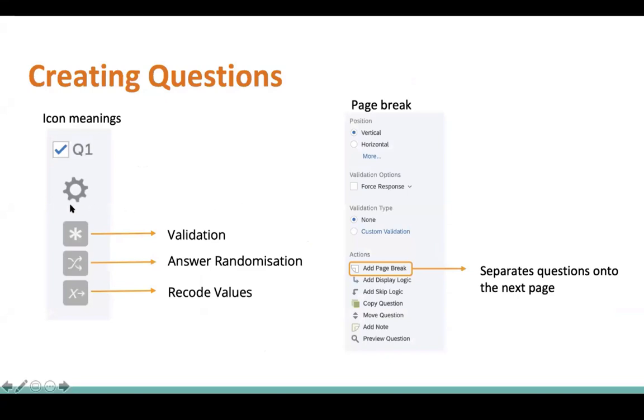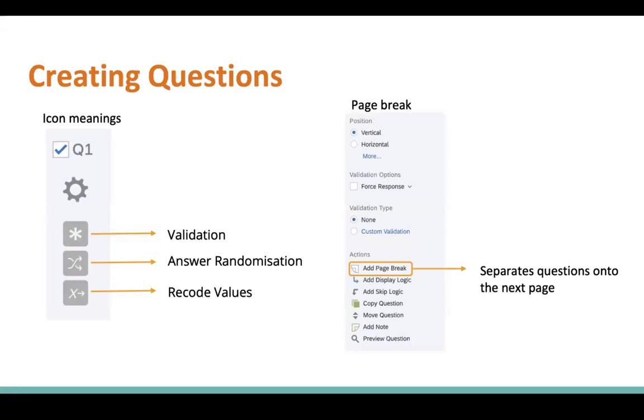If you've chosen validation option or forced response for your answer, this icon with the asterisk should show up. And if you've chosen to randomize your answer, this icon with the flowy arrows would show up. And if you've recoded your values, then the icon with the X and the arrow will show up. You can also just press on these icons as a shortcut to those windows.